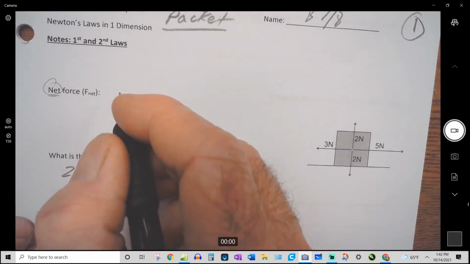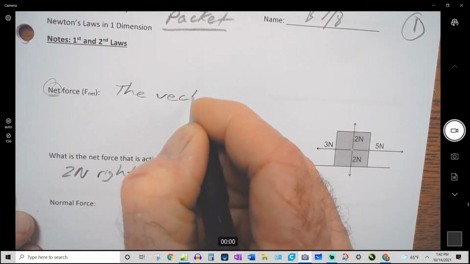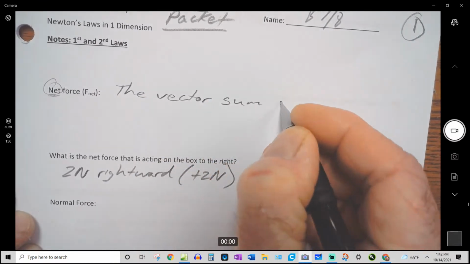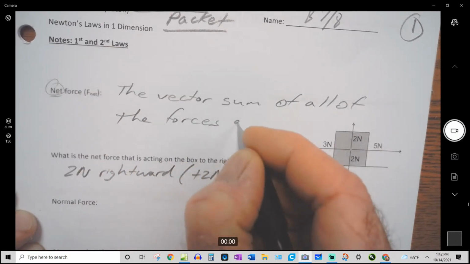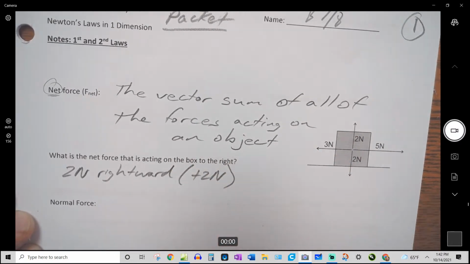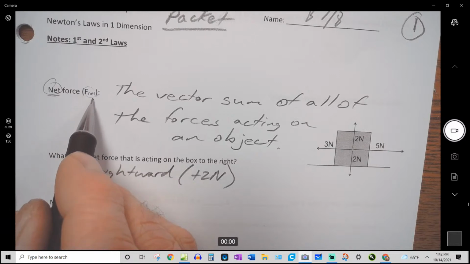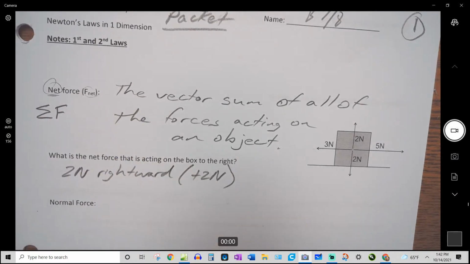So net force is the vector sum of all the forces acting on an object. And the symbol that I'll use, a lot of people just write F and then sub NET for net force. I like to use the summation symbol, so I write net force that way. That's my symbol for it. Let's see, I want to name a couple of these forces.